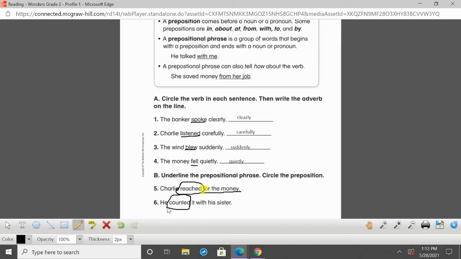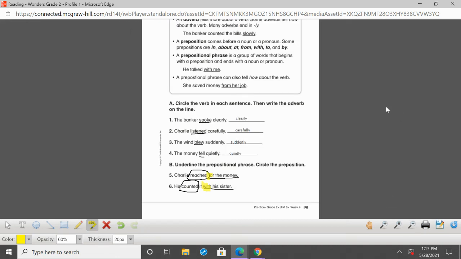So now we need to figure out that prepositional phrase. So he counted what? What's describing counted? He counted it with who? With his sister. So that's our whole prepositional phrase. Remember, a prepositional phrase starts with a preposition and ends with a noun or pronoun, so it ends with sister for that noun or pronoun. So that means our preposition is with. With is a preposition.